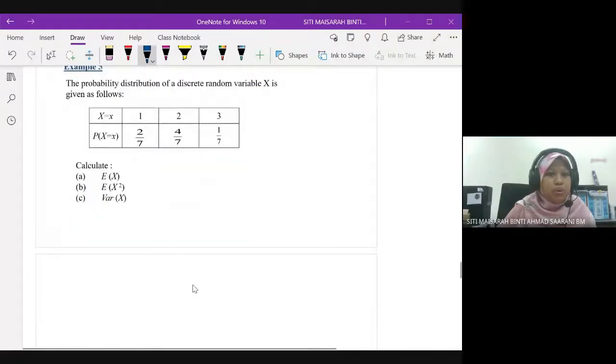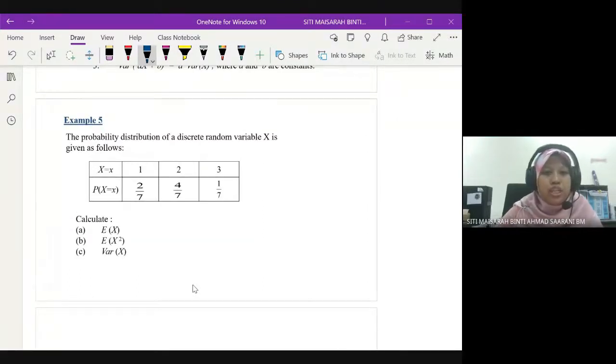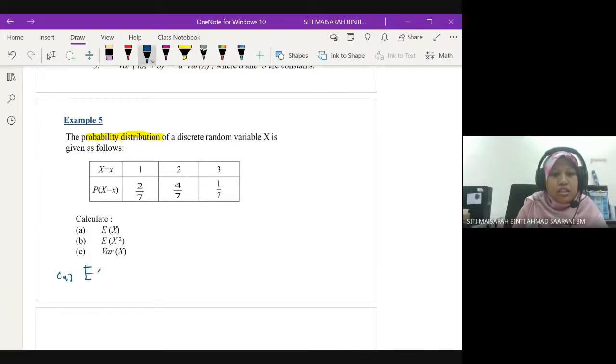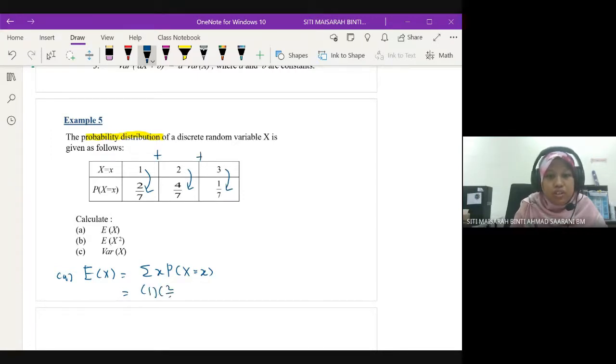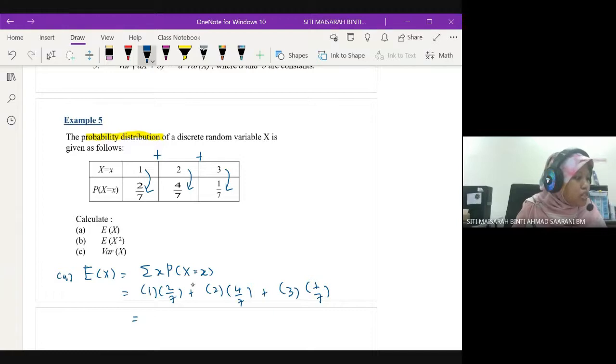Alright, so then kita tengok example 5 lah. The probability distribution of a discrete random variable X is given as follows. Dia bagi PDF kat sini. Okay. X dengan P of X equal to x. X je 1, 2, 3. Okay. The first question A, we want to find EX. EX is summation x multiply P of X equals to x. So, for this case, we multiply by x and P(x) and then we total. Okay, so 1 multiplied by 2 over 7 plus 2 multiplied by 4 over 7 plus 3 multiplied by 1 over 7. So then we calculate, we get EX is 2 over 7 plus 8 over 7 plus 3 over 7. It becomes 13 over 7. So our EX is 13 over 7.